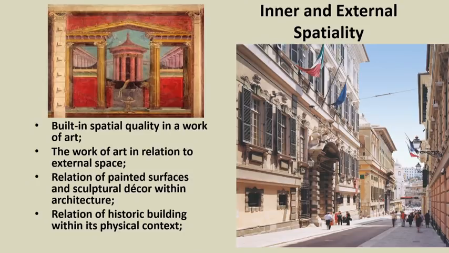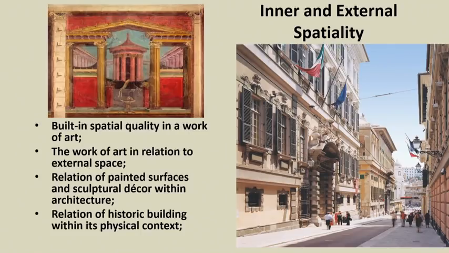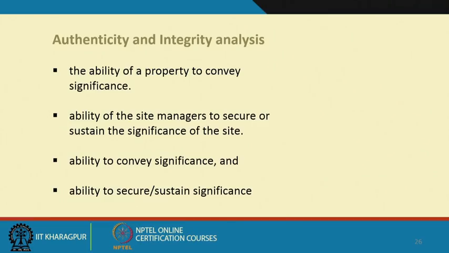There is an internal and external spatiality. For example, in a painting, there is a built-in spatial quality of the work of art, its relation to the external piece, the relation of the painted surface to the architecture, the relation of a historic building within the context of the street movement, part of the streets and other things. So, these are important parts of the spatial aspects of integrity.